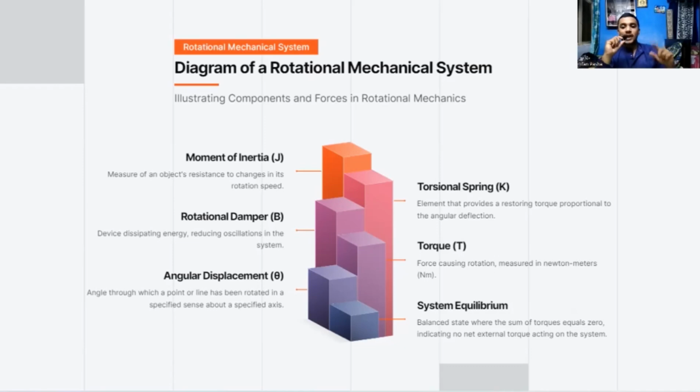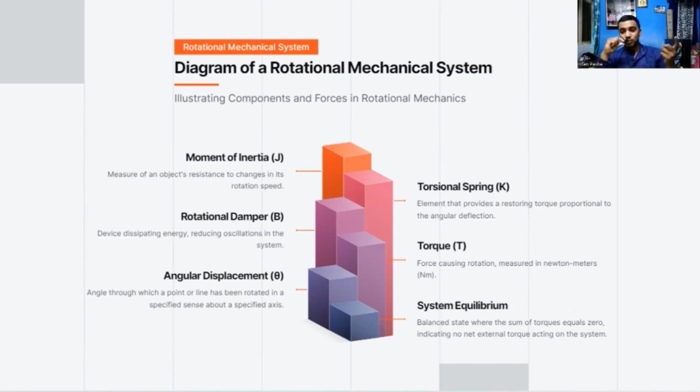The diagram shows us that the moment of inertia J is very important. Then we have the damper constant B, and then the angular displacement theta. Theta plays a very vital role. We don't usually see angular displacement in translational motion, but in rotational motion there is the angular displacement theta. Then we see the spring constant k.